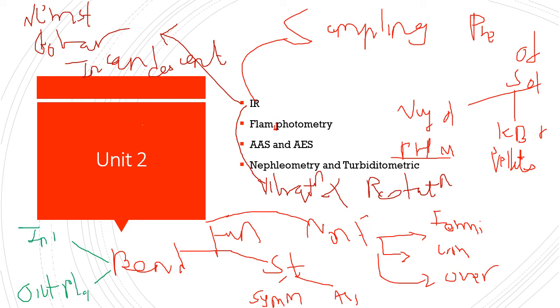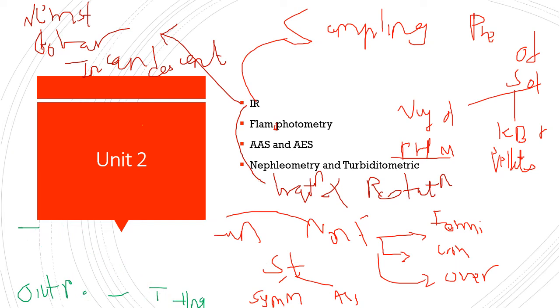In out of plane, you again have rocking and twisting, which are the two types, twisting and wagging. In plane, you have scissoring and rocking. So these are important with respect to IR, the concepts. The next you have is flame photometry.